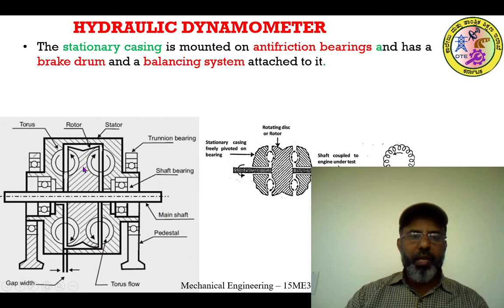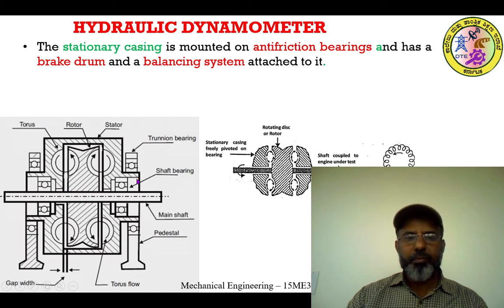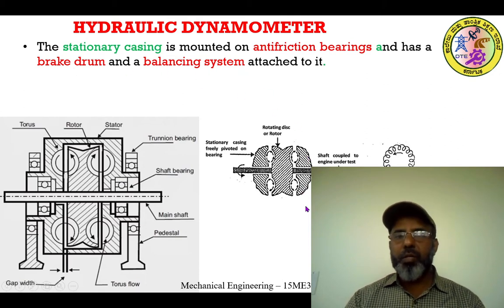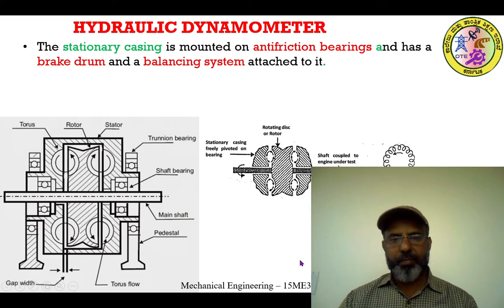This rotary disc or the rotor is keyed to the prime mover shaft, whereas stator is mounted on the anti-friction bearing. And to this stator, a brake drum and a balancing system is attached to it, but it is not shown in the sketch.